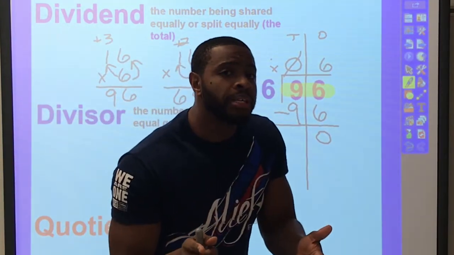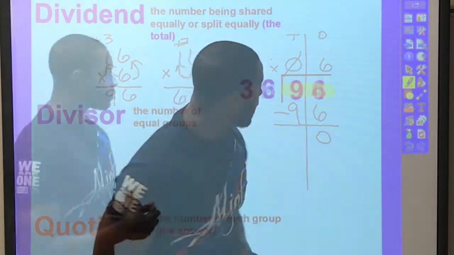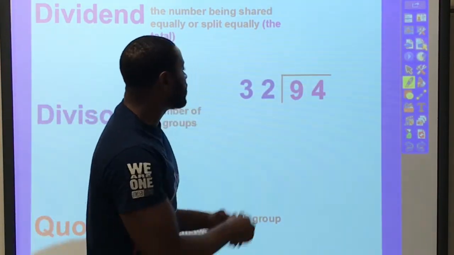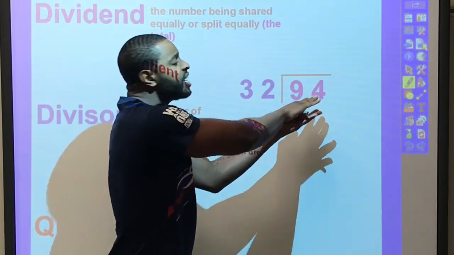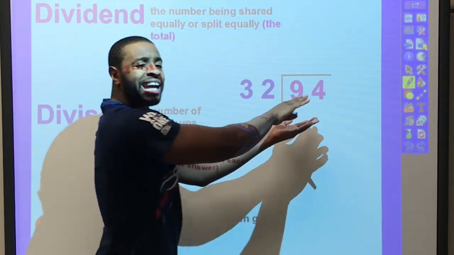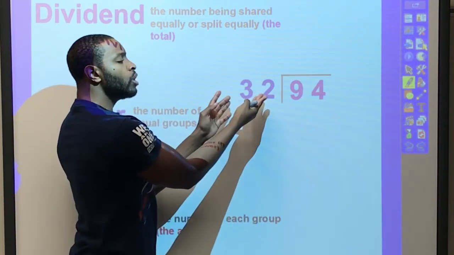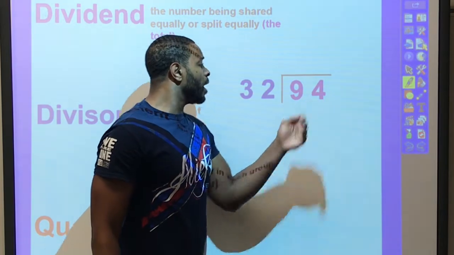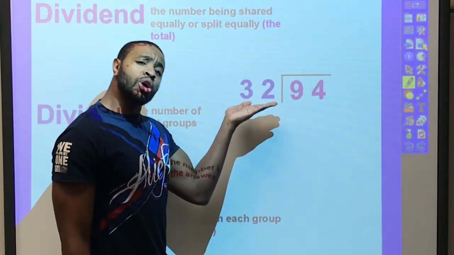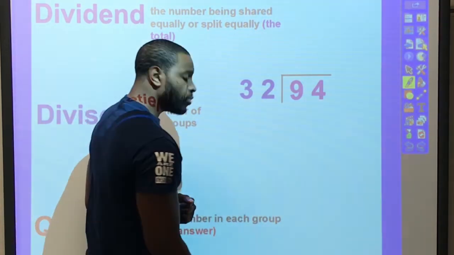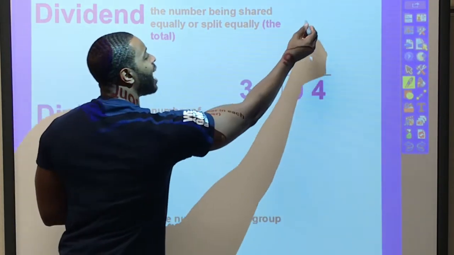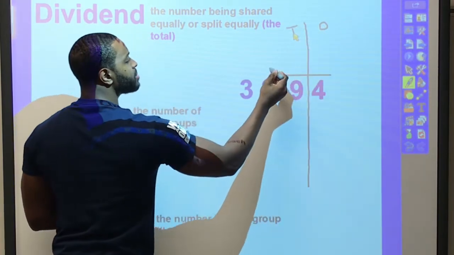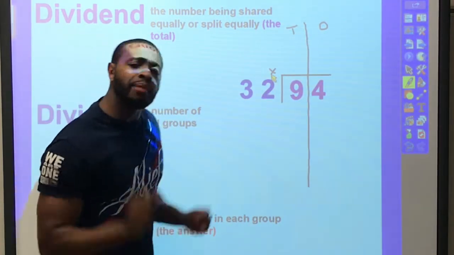Let's look at a problem that might have some remainders. Let's try that. Okay, so right here, we have 94, and we have to take our dividend, 94, and split it equally amongst 32 groups, which is our divisor. So the way I'm going to start this off is draw my lines to separate the place values, get my ones, my tens, my little multiplication sign there, and I'm ready to go.